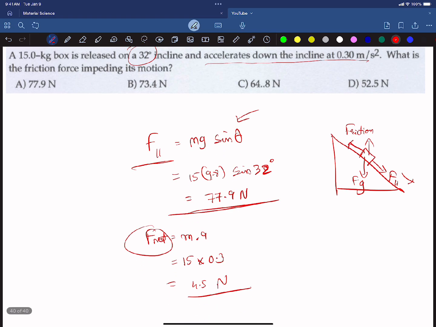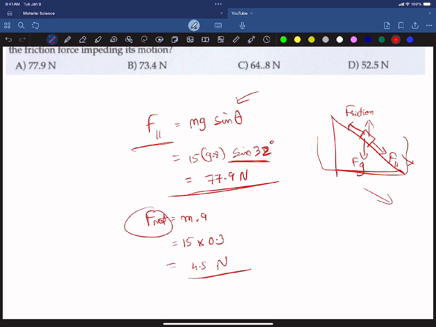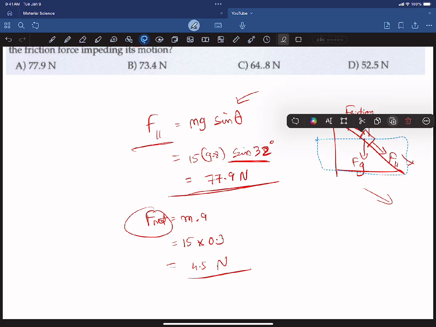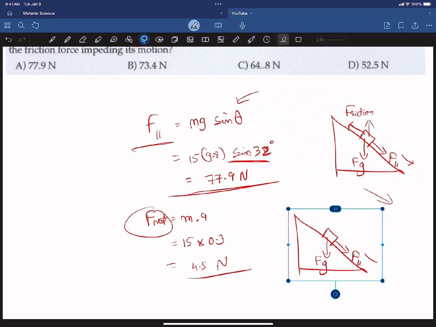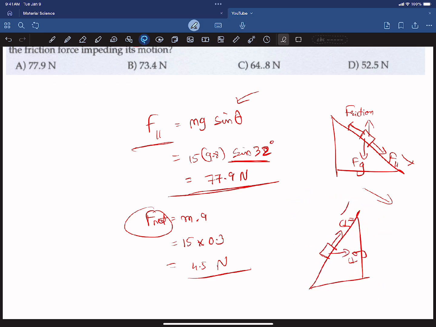Now why is this F parallel sine theta? Because it looks like it is in the x direction, right? But no, when you see this and when you rotate this in a particular direction in this way, then this would be the x and this would be the y component. So this component will be taken as the y component.